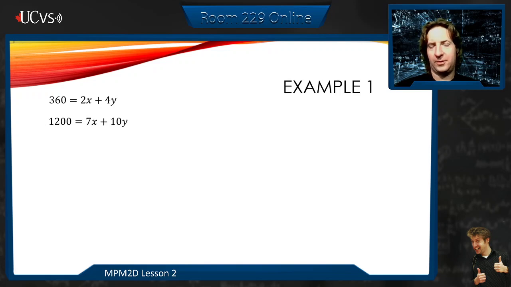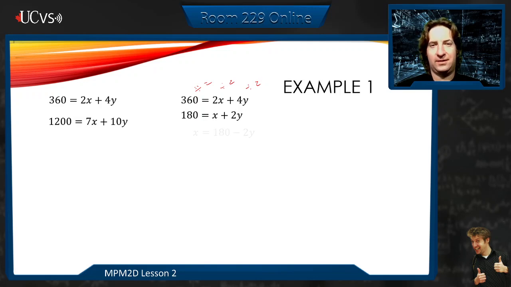So what are we going to do to solve them? Are we going to use substitution or elimination? In this case, it really doesn't matter. I'm just going to use substitution because I see the first equation and everything's divisible by 2. So why don't I divide everything by 2? So 360 divided by 2, 2 divided by 2, 4 divided by 2. I'm dividing every term by 2, and I get 180 equals x plus 2y.